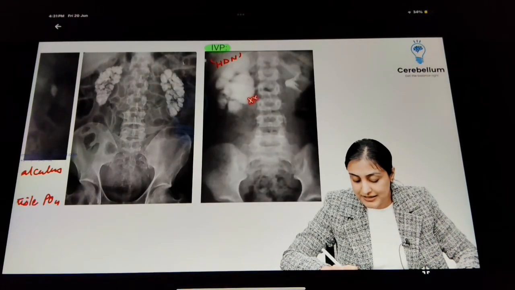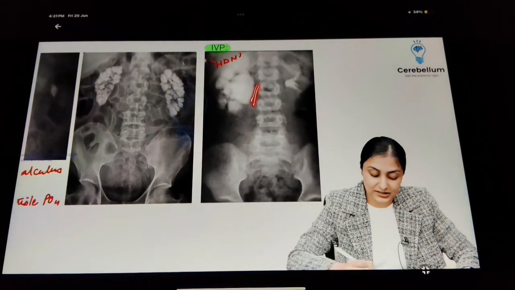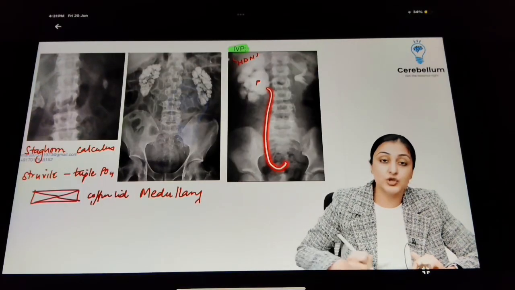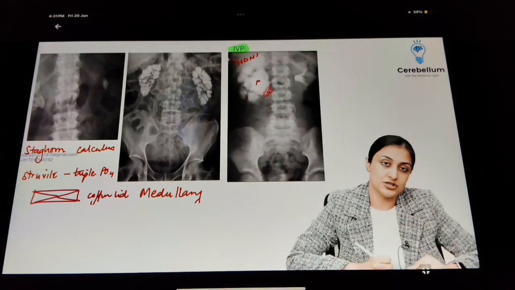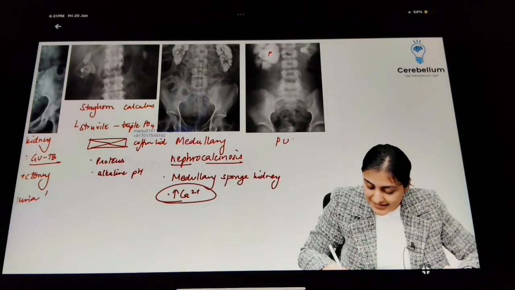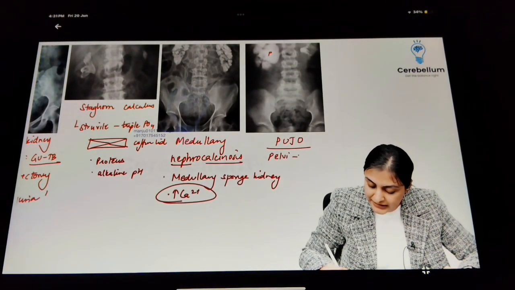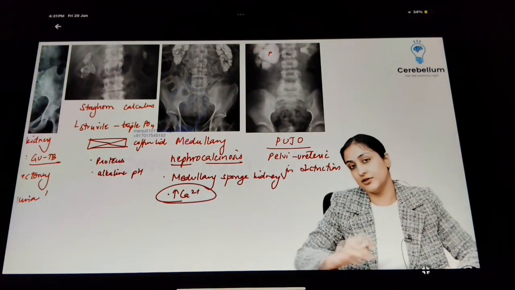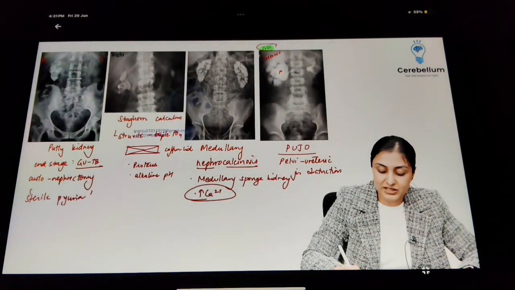Why? Because there is obstruction at this point. There is obstruction at the level of the pelvic-ureteric junction. This is the renal pelvis, and this is where you're supposed to have the ureter taking the contrast. But here there is an obstruction at this level, resulting in retention of contrast even in delayed images. So this is what is diagnostic of PUJO. PUJO meaning pelvic-ureteric junction obstruction, obstruction between the junction of the renal pelvis and the ureter. Fine. So this is very important to see, whether they are mentioning IVP or not.